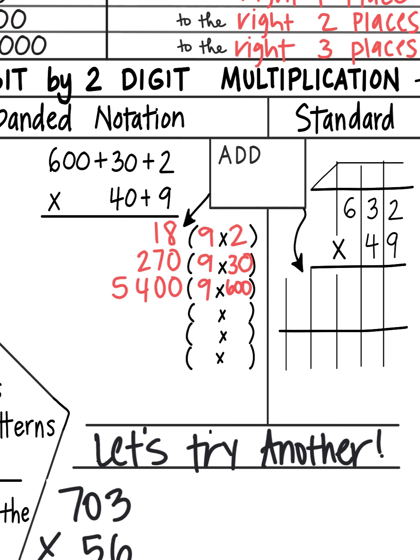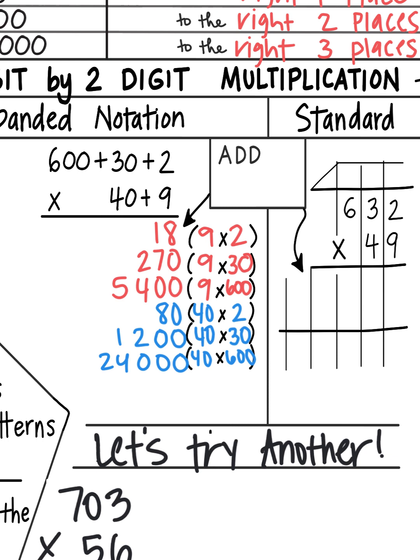Okay. Now I'm going to go over to my tens digit. So I'm going to do the 40 this time. I'm going to do 40 times the ones digit. So 40 times 2 is 80. And then I'll take the 40 times the tens digit, which is 30, and that is equal to 1,200. And then I'm going to take the 40 in the tens place and multiply it by the 600. And that's going to be 24,000.